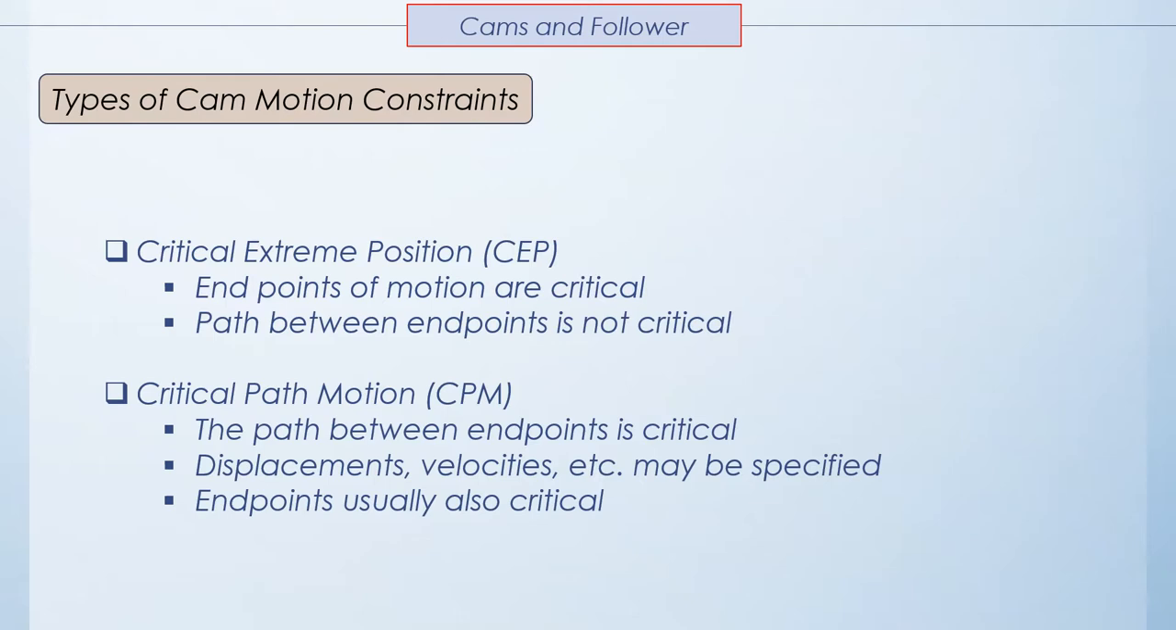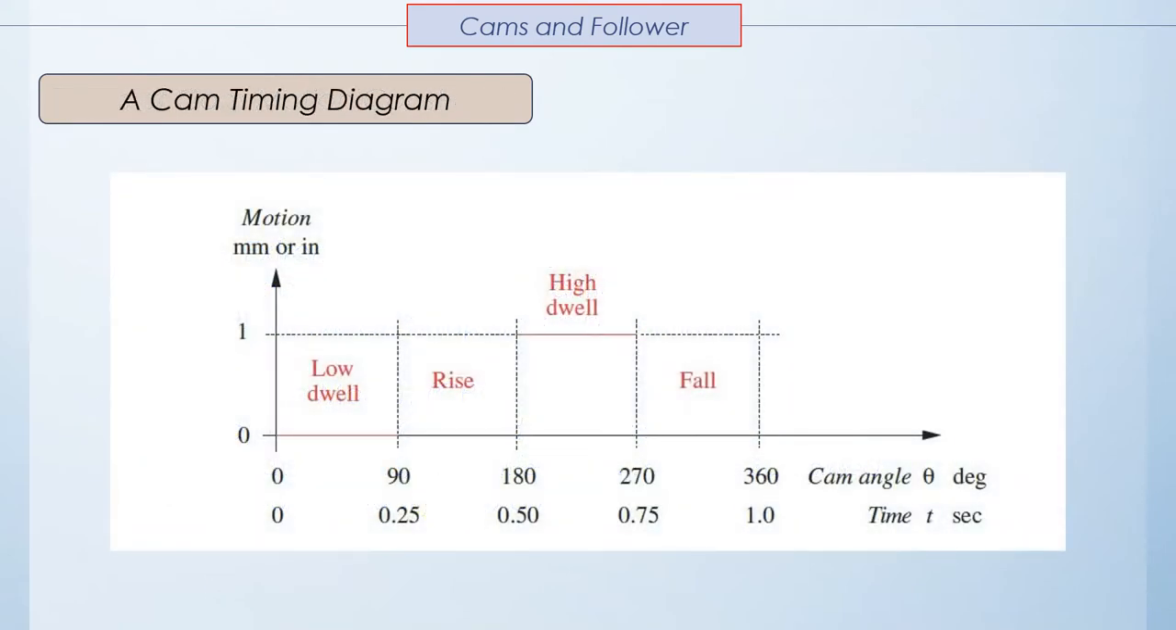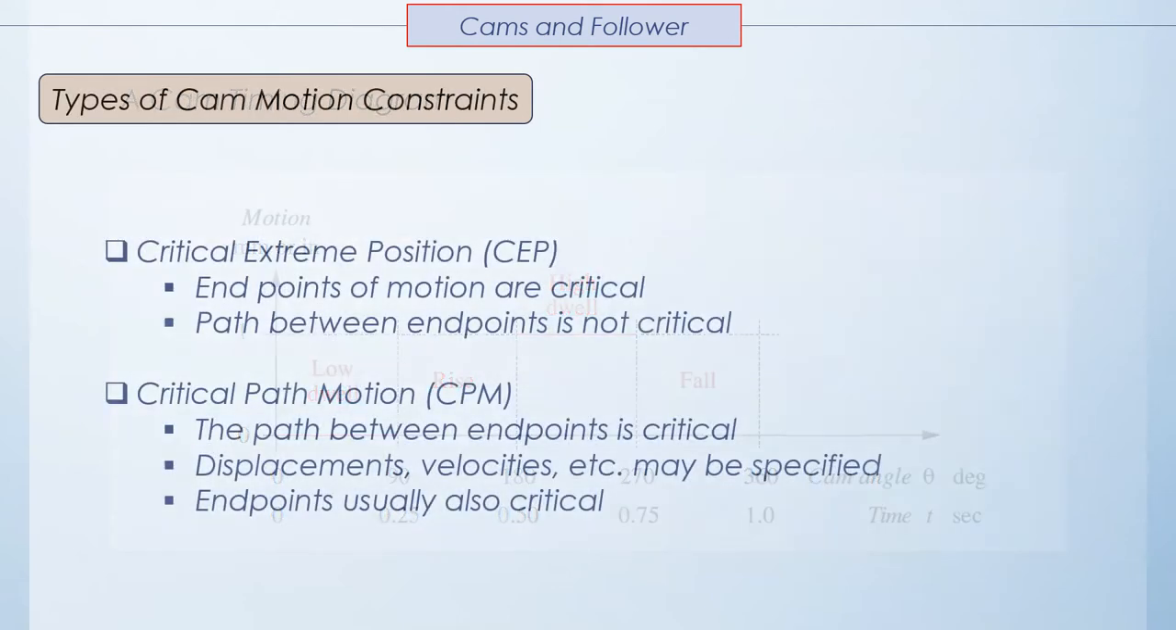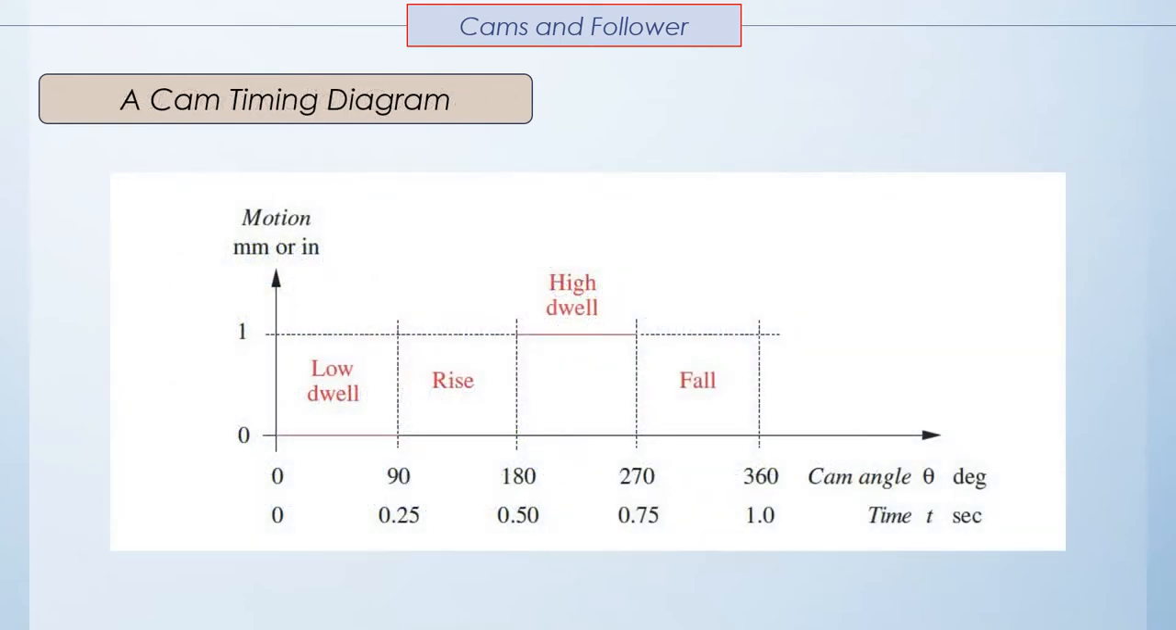So what is CPM? In the second category, we consider the path between the endpoints to be very critical, and then displacement, velocity, etc., and maybe specified endpoints, will also be critical. Look here at a cam timing diagram. This is one example of the diagram that we have for the cam. A cam design problem typically starts with what we call a timing diagram, as shown here.